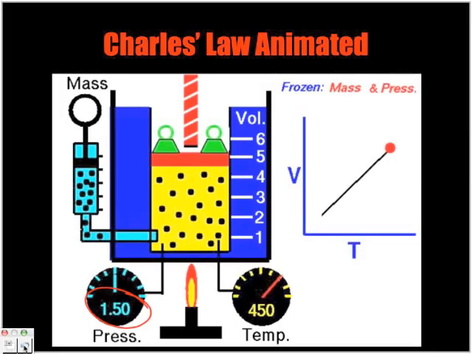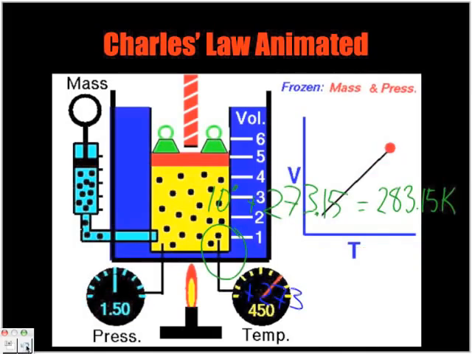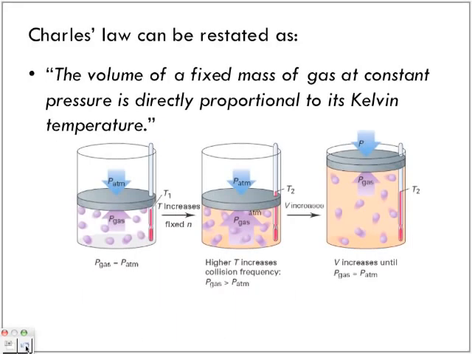So pressure doesn't change. So we don't worry about pressure, as long as in the question, pressure does remain constant. And notice as the temperature increases, so does the volume, as long as pressure is constant. So Charles' law can be restated as the volume of a fixed mass of gas at a constant pressure is directly proportional to its Kelvin temperature. Right? Remember, we're converting our temperature units to Kelvin.